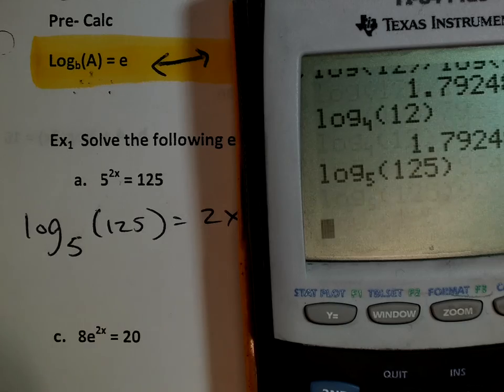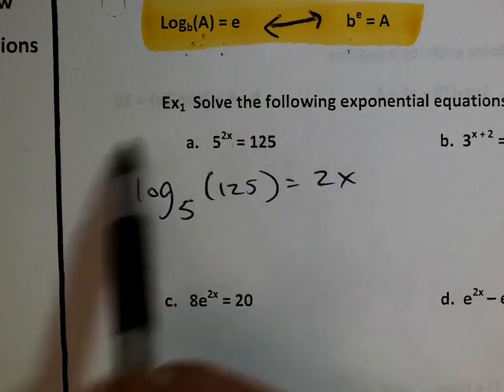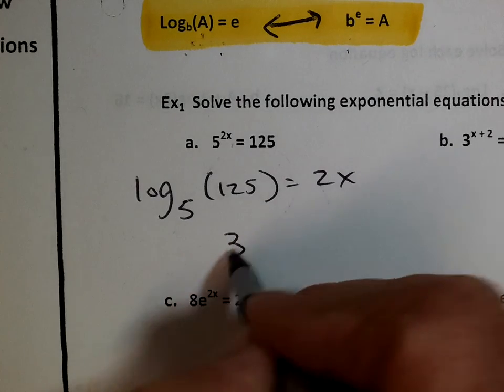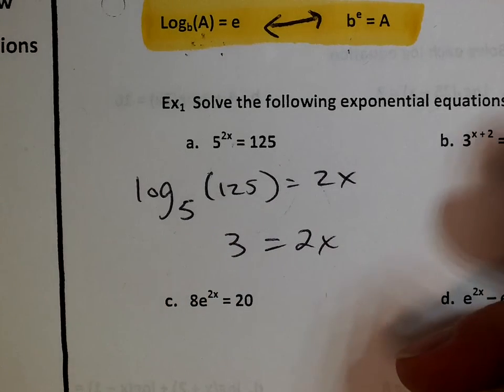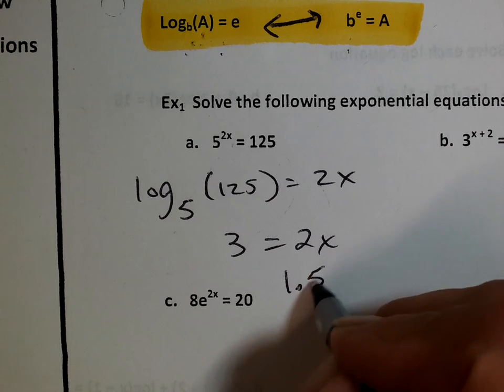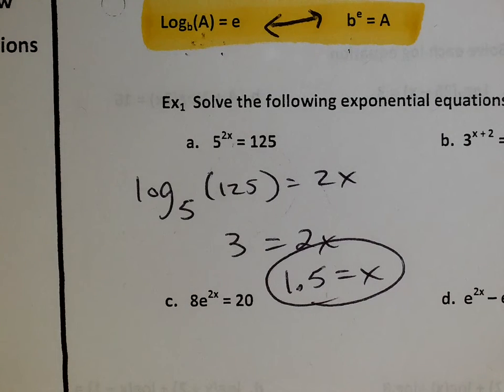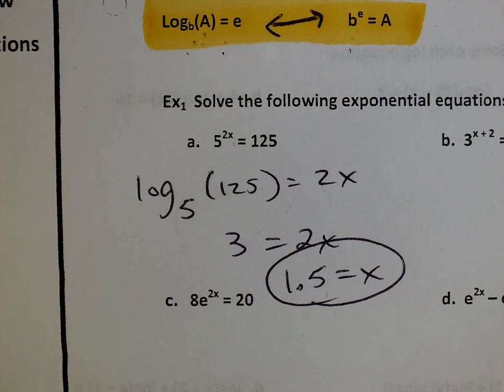And what do you know? Well, we get 3. Kind of thought we'd get 3. So this log base 5 of 125 is 3. 3 equals 2x. Divide by 2, and I get 1.5 equals x. Okay, thumbs up? Good. All right.